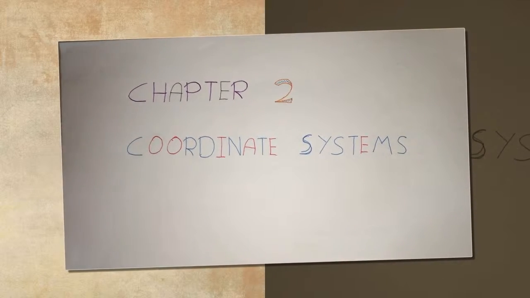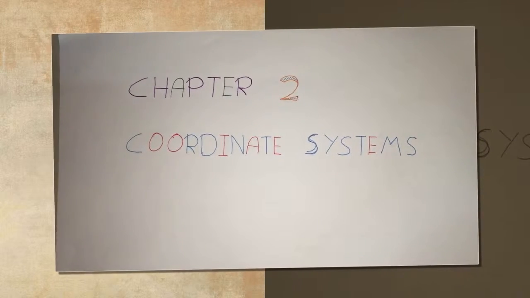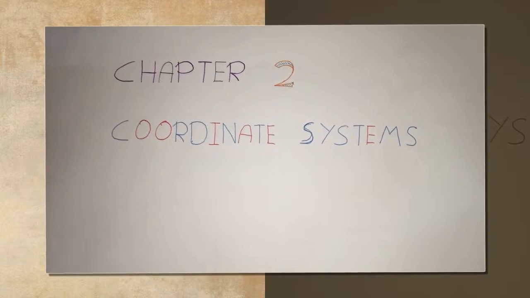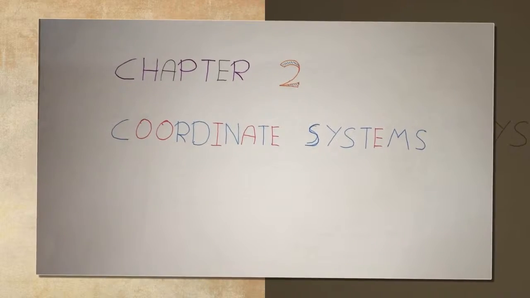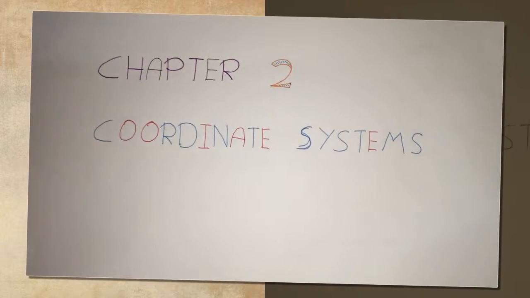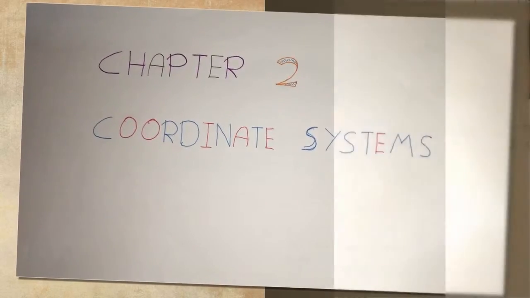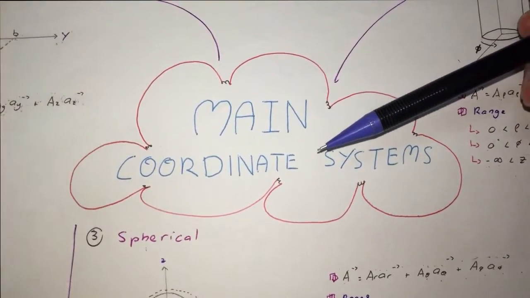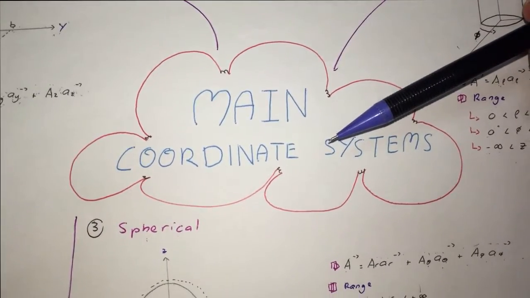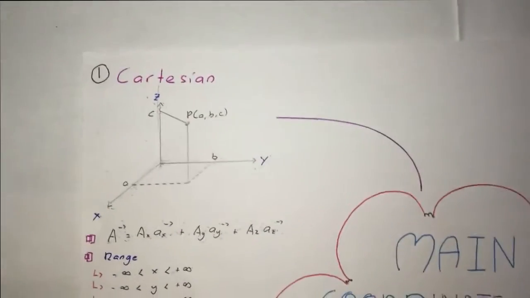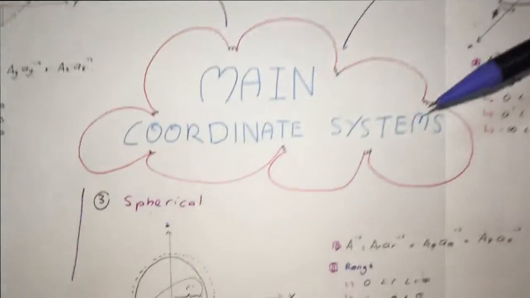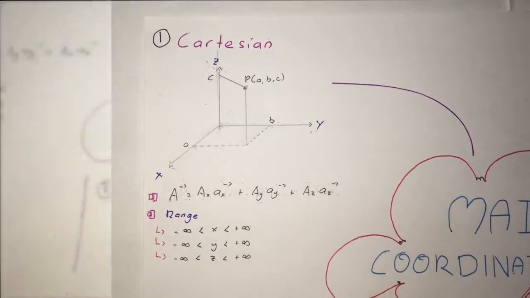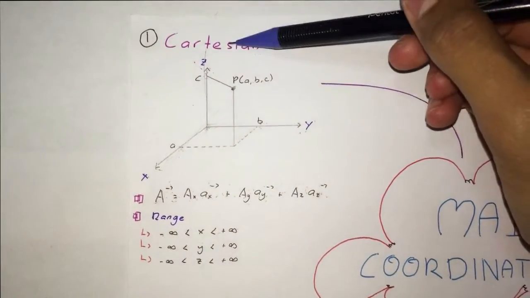Okay, for this chapter, which is coordinate system, I will explain two main points. That is coordinate system and differential for length, coordinate surface, and system volume. The coordinate system is divided into three. That is Cartesian, cylindrical, and spherical.